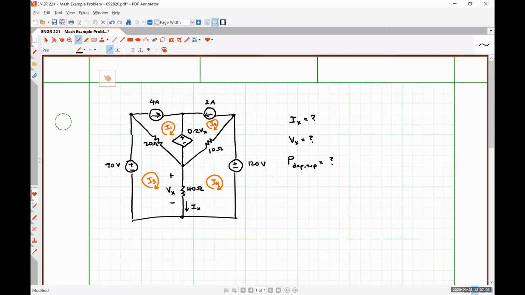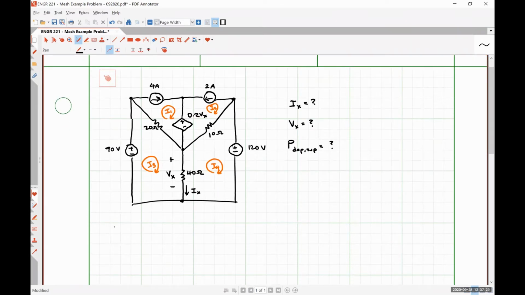All right. So in this particular problem, there are no super meshes because there are no interior current sources. However, there are 2 current relationships that we're going to have to write. Every time we see a current source, whether it's on the interior of the circuit or the perimeter of the circuit, we're going to have to write a current relationship equation. So let's start with those guys.